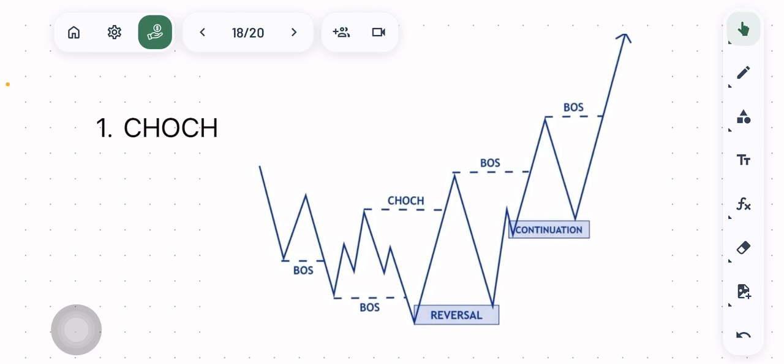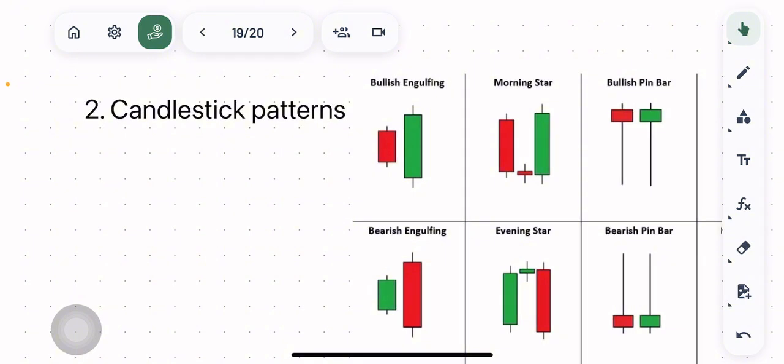Now the second one is candlestick patterns, right? So these are the three candlestick patterns that are most important to me. Any other one I may not consider much, but these three. The first is engulfing candlestick patterns, followed by star candlestick patterns, and then followed by pin bars. Okay, you have the bullish engulfing, you have the bearish engulfing.